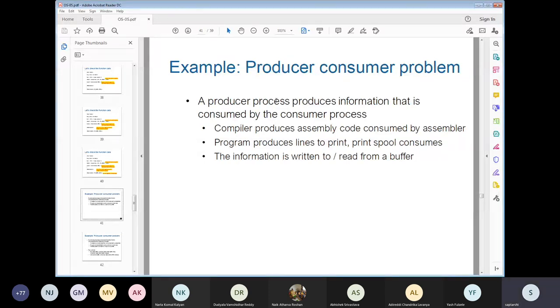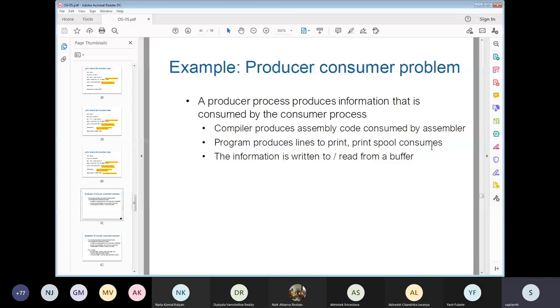So the idea is simple. There are 2 processes, a producer and a consumer. The producer produces information and the consumer consumes it. Here are some examples, like the compiler produces assembly code which is consumed by the assembler. Or a program produces lines to print, and the print spool, which is, let's say, a process which is handling or controlling the printer, is consuming it, right? And so on. So this is an abstract idea which has its application in many concrete problems.